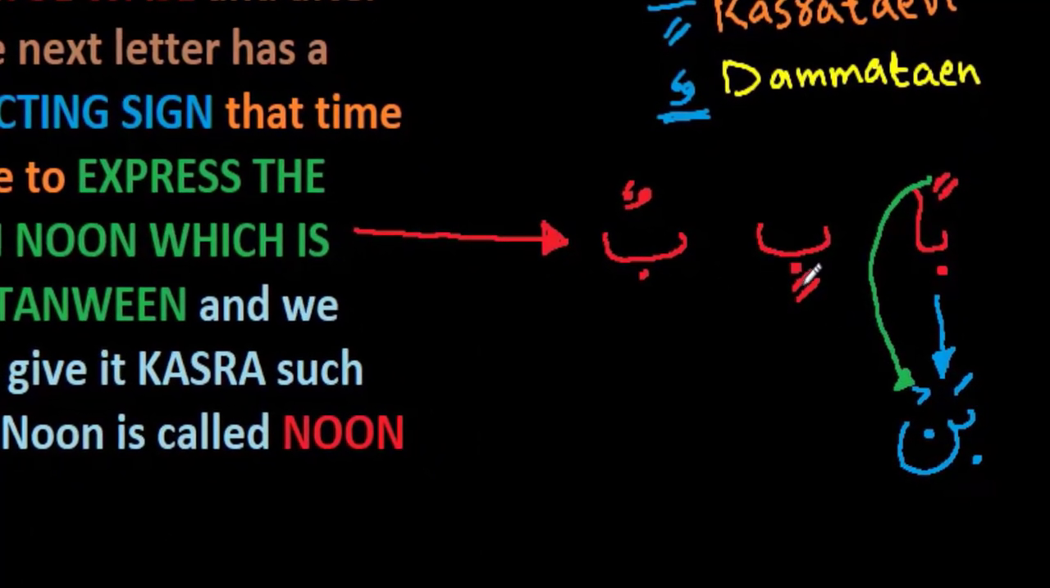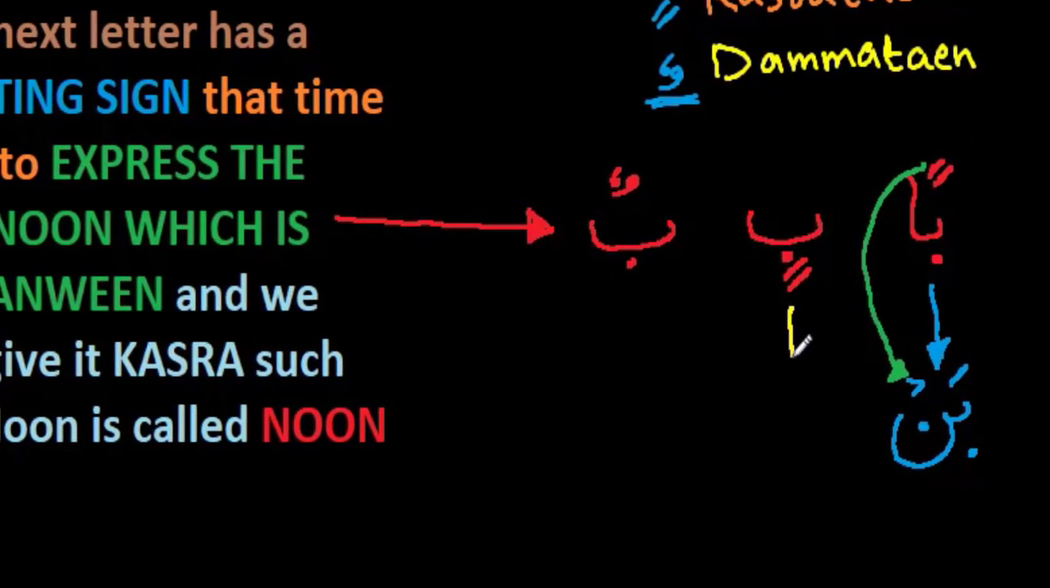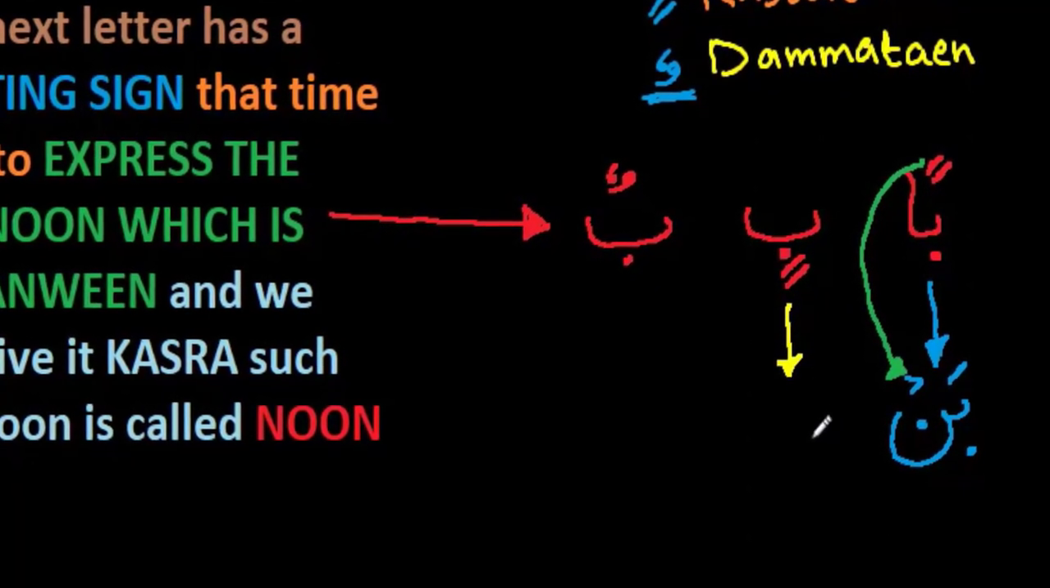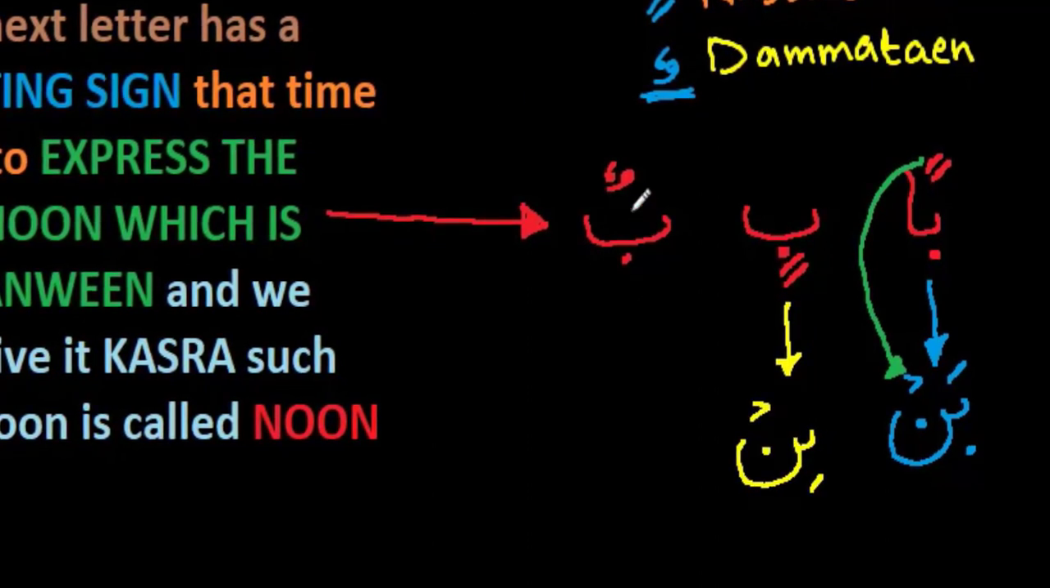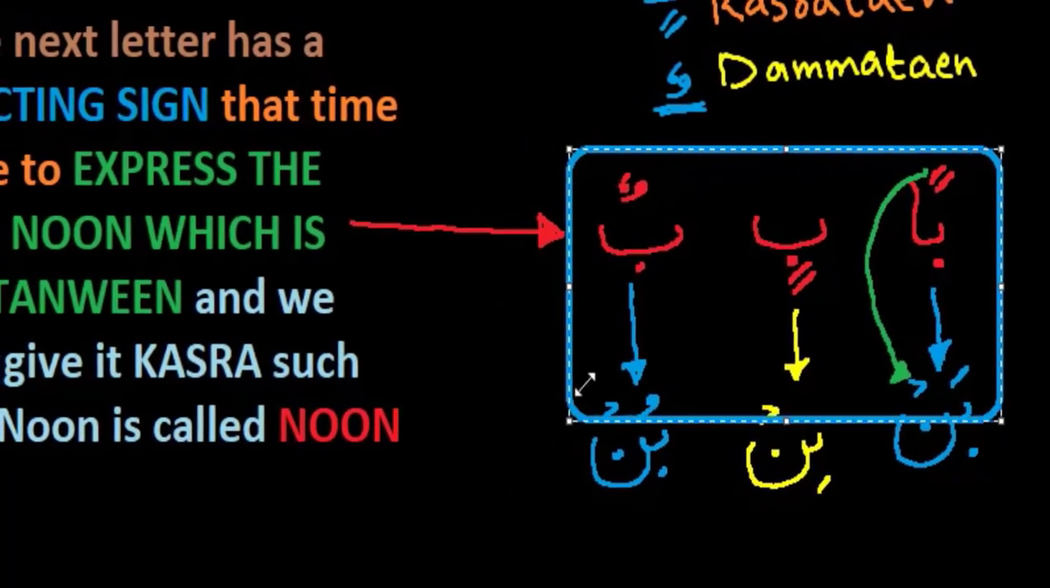Like that, here this is "bin", and we are pronouncing the noon sound at the end, and if we open that, we can write it in this way, "bin". And like that, here this is "bun", ba has dhammatain, and if we open that, "bun". While taking these examples, we can say that noon saakinah is always available in tanween.